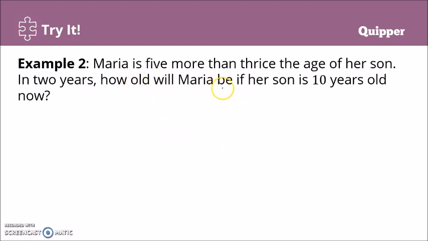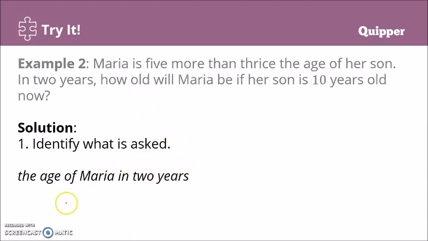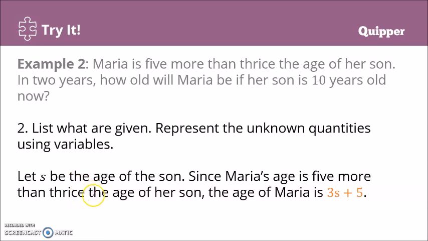Maria is 5 more than thrice the age of her son. Si Maria, of course, siya yung mother. 5 more than thrice the age of her son. So, in 2 years, how old will Maria be if her son is 10 years old now? Okay. So, let's try to understand first. Ano ba yung tinatanong dito? What is being asked? So, the age of Maria in 2 years. So, yun ang tinatanong. Ilang taon na si Maria after 2 years? Right? So, let's list down the given.